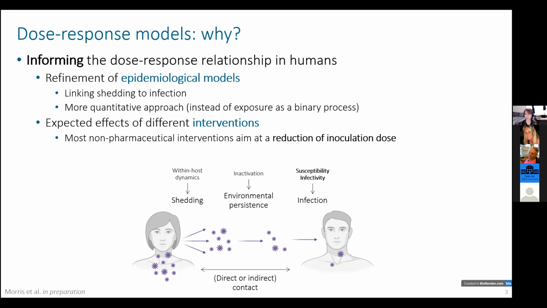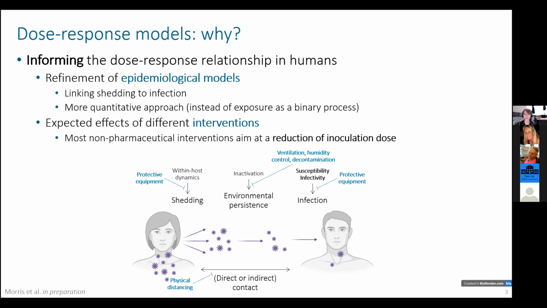And also from a practical point of view, lots of the non-pharmaceutical interventions that we're using right now in the context of SARS-CoV-2 are actually aiming at reducing the inoculation dose. So that's implicitly based on the fact that we have this relationship between inoculation dose and probability of getting sick or getting infected or having a severe disease.